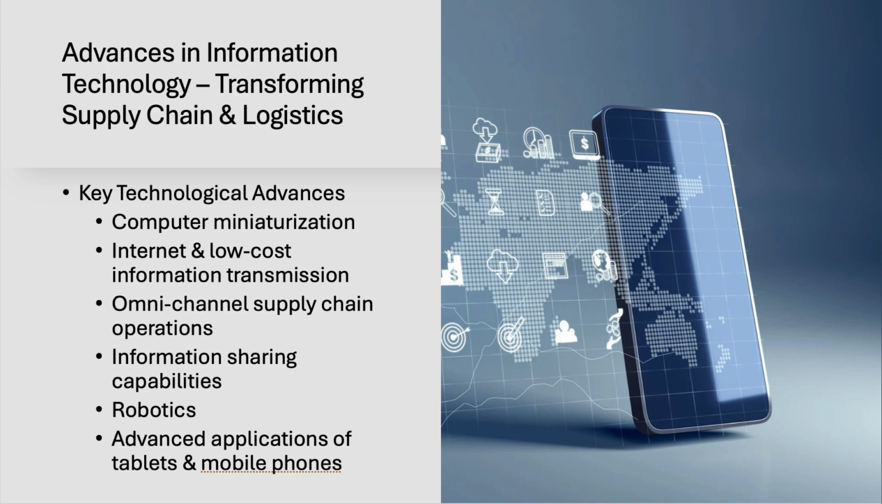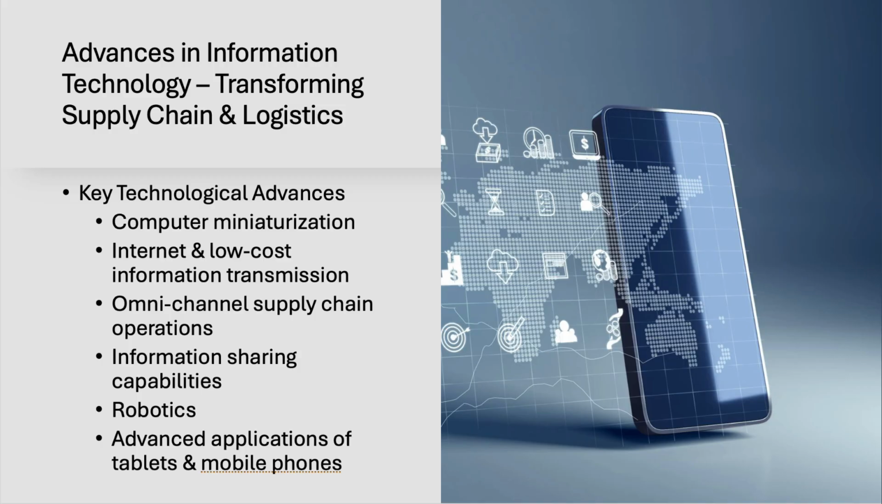Second, the internet and low-cost information transmission have made it much easier for companies to communicate with suppliers, customers, and logistics partners. In the past, information exchange was slower, more manual, and more expensive. Today, firms can transmit data almost instantly across the world.